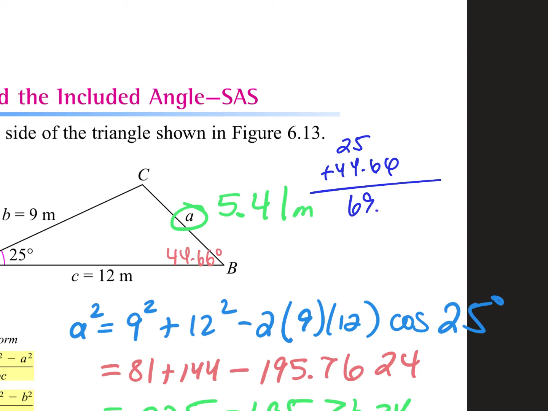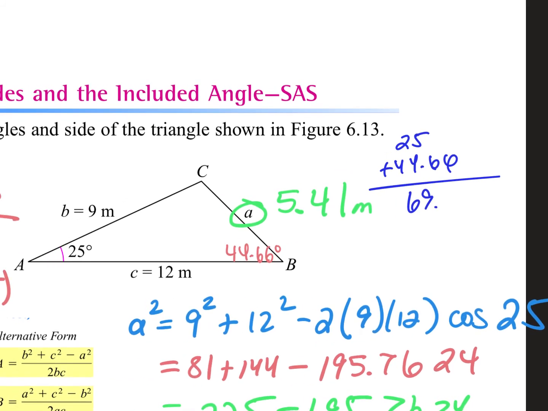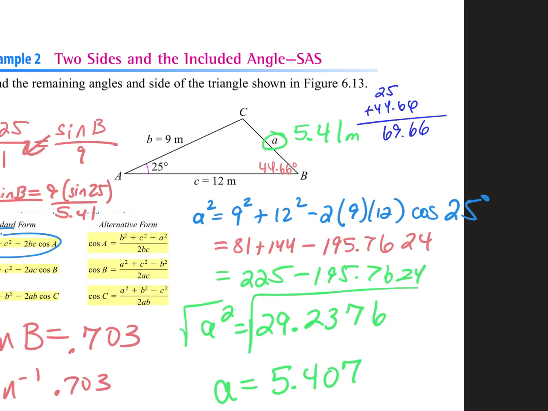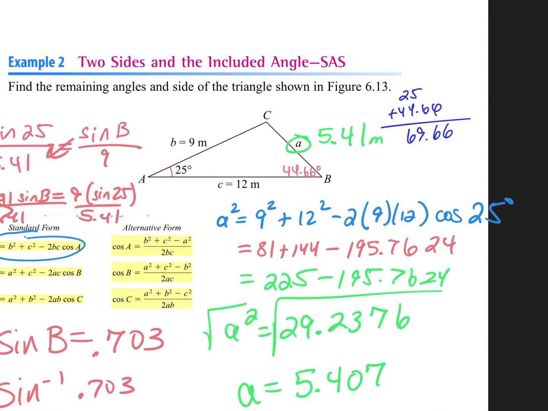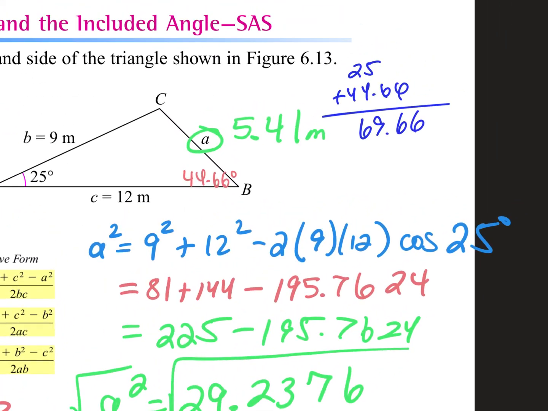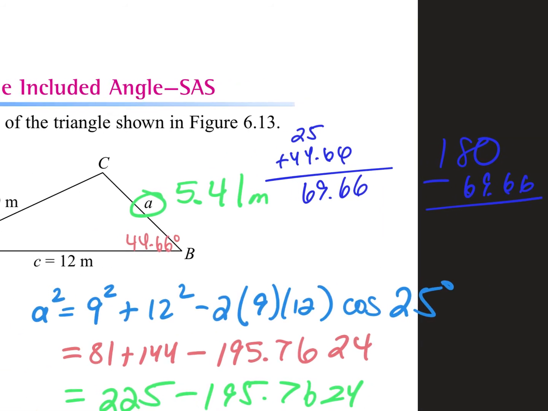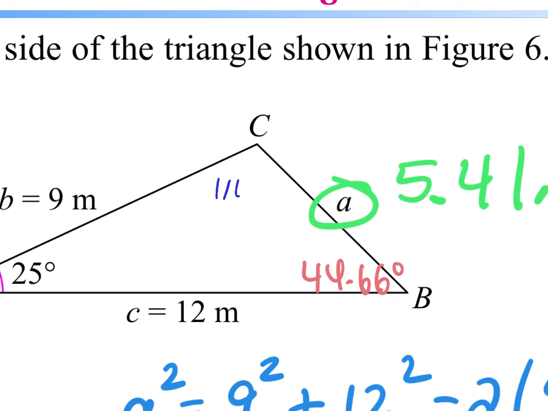69.68. 69 point what? 68. Didn't you tell me the angle was 44.66? Yeah, I don't know why I got that. Okay. Use your brain. So now what do I do? How do I figure out what angle C is? Subtract. 180 minus 69.66. What do you guys get? 110.34 degrees. Make sure you have your degree measure and your units.